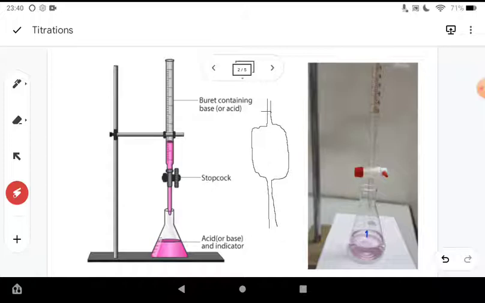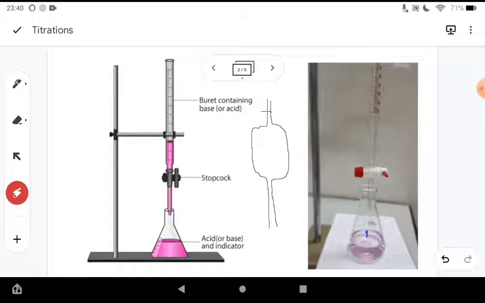And as I pour it in, I open up the tap, and this is what it looks like. And I'm going to swirl this around. I'm going to put it onto a white tile. The reason I'm going to do that is so it's easier to see the colour change. And I'm looking for it to go from pink to colourless, and that's a very, very quick change. Okay, pink to colourless. Do not say clear, it's colourless.